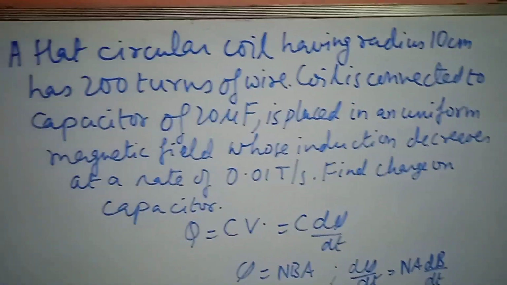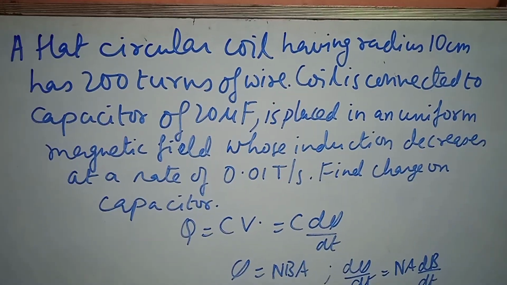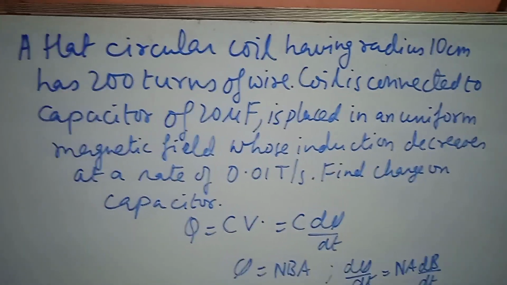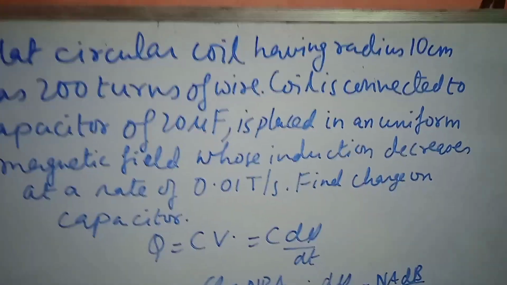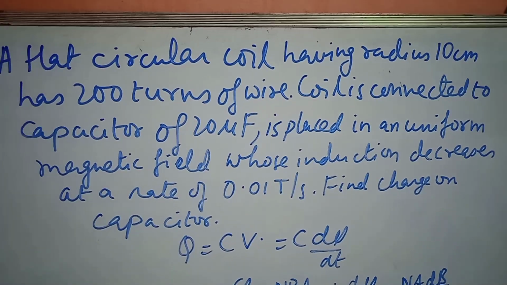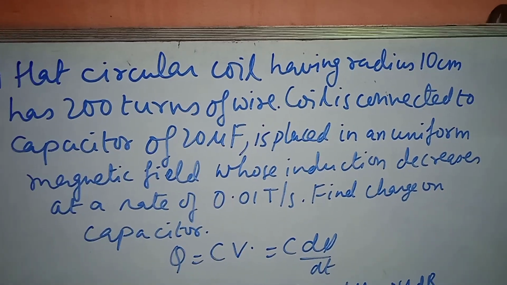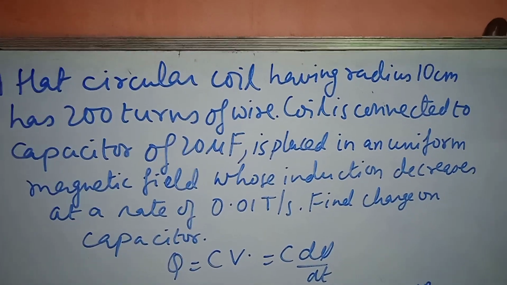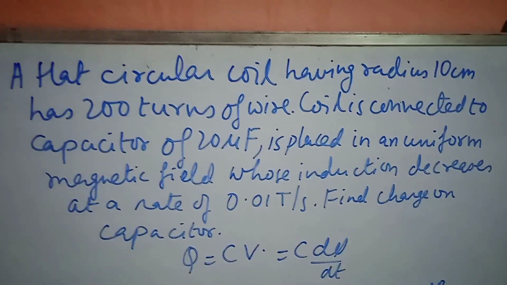A flat circular coil having radius 10 cm has 200 turns of wire. The coil is connected to a capacitor of 20 microfarad, and is placed in a uniform magnetic field whose induction decreases at the rate of 0.01 Tesla per second. Find the charge on the capacitor.